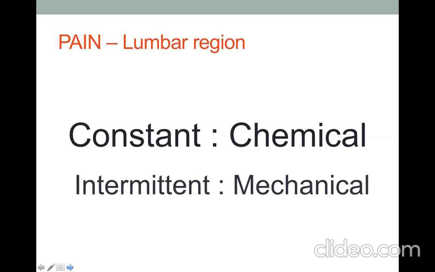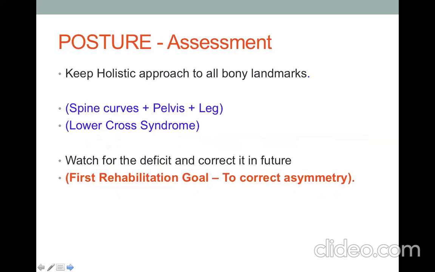And if the pain is intermittent in nature, then it is mechanical. In mechanical, it's basically about all your other connective tissues like your bones, skin, fascia, the facet, the cartilage, the degeneration, everything. Constant pain, infection; intermittent pain, mechanical because of all other connective tissue. Remember that. Okay. When you see a posture in your assessment, on your observation, always keep a holistic approach to all the bony landmarks.